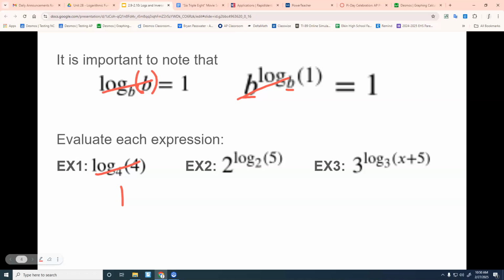Now 2 is a little bit different. 2 and the log base 2 cancel each other out. You're going to be left with what's in the parentheses, right? So we would get 5 for that. So if that's the case, look at 3. What do you guys think we get for 3? It's going to be x plus 5.